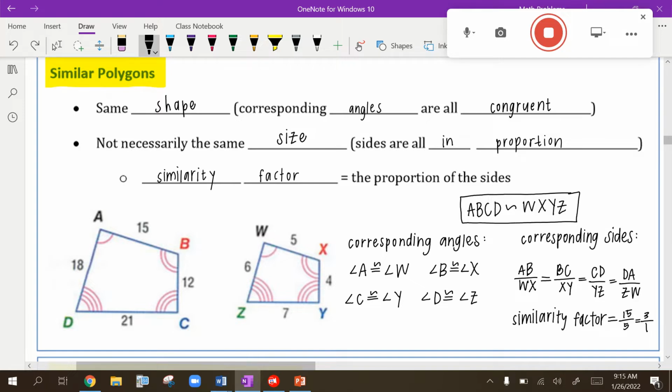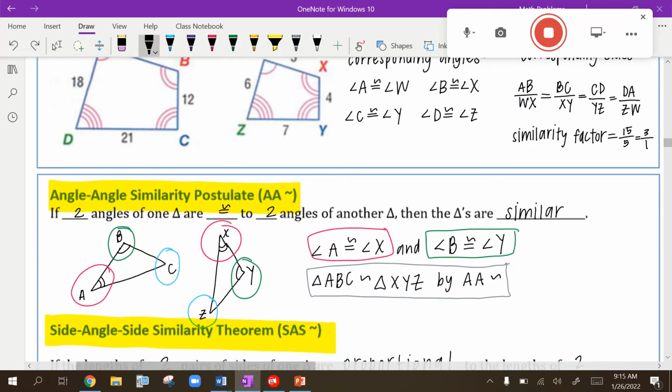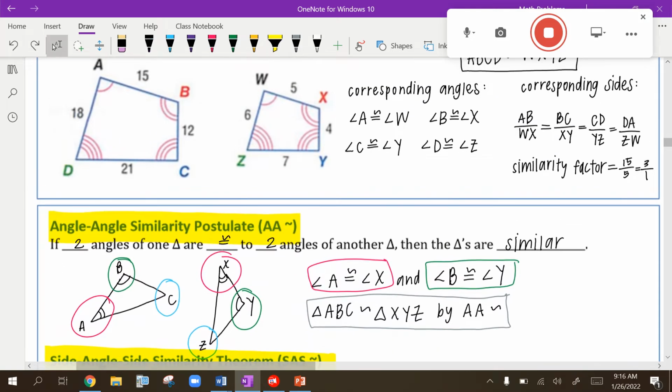Let me show you some shortcuts for how to show triangles are similar. Now, if it's not a triangle, you would have to go through all the corresponding angles and all the corresponding sides, but for triangles there are some shortcuts. First, we know the angle-angle similarity postulate. It says that if two angles of one triangle are congruent to two angles of another triangle, then the triangles are similar. So for example, on this one we have ABC and XYZ.